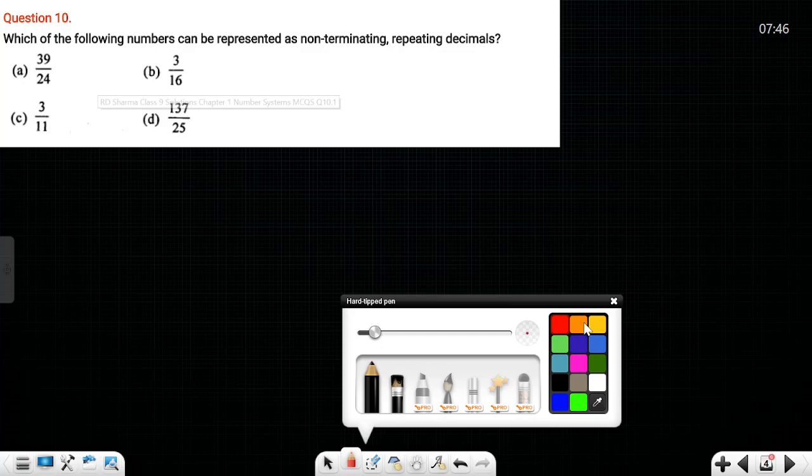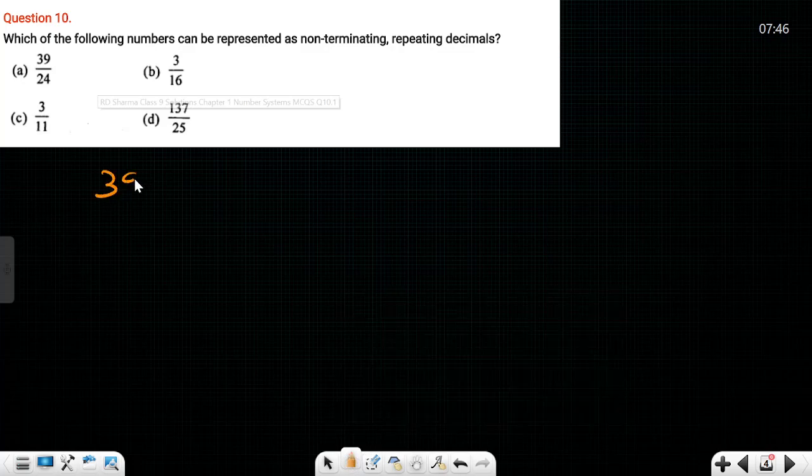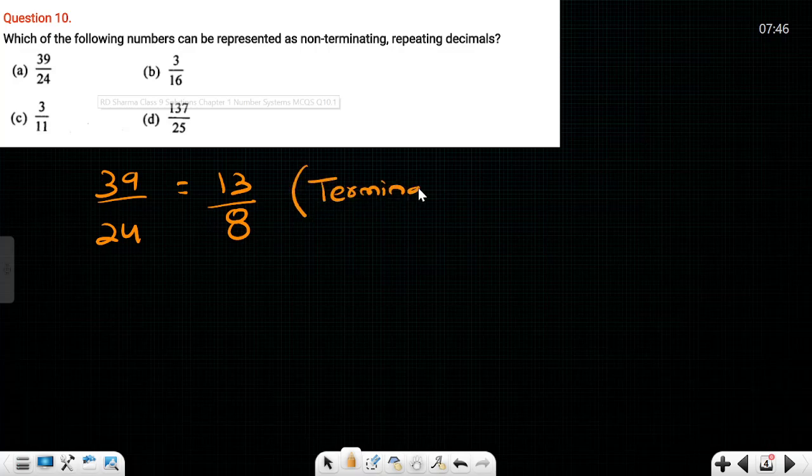The first one, that is 39 by 24. In the 3 table you can cancel 3 into 13, 3 into 8. Sir, 8 is purely a multiple of 2. Therefore, this is going to be a terminating decimal. It will stop after some time. If you want, I can show you on calculator or by doing it also.